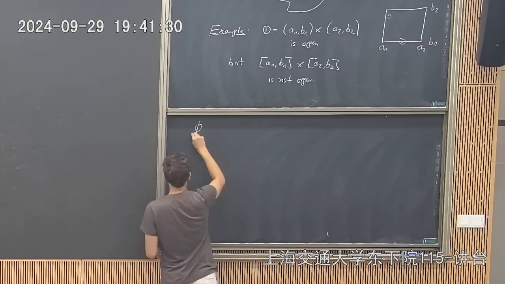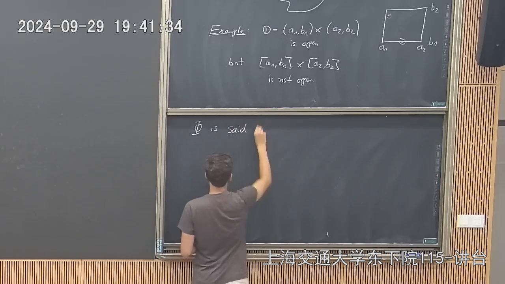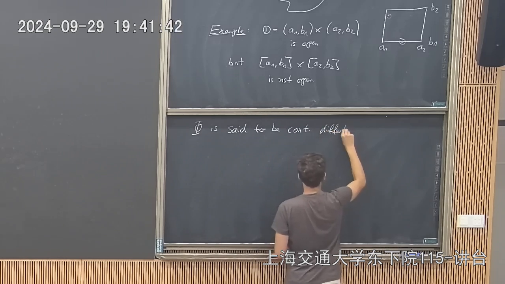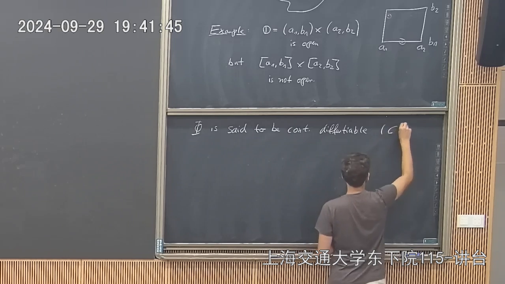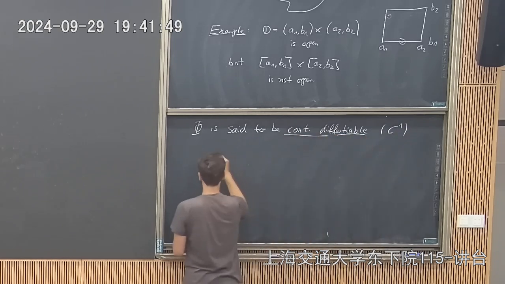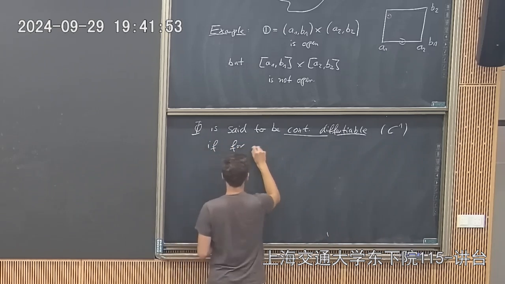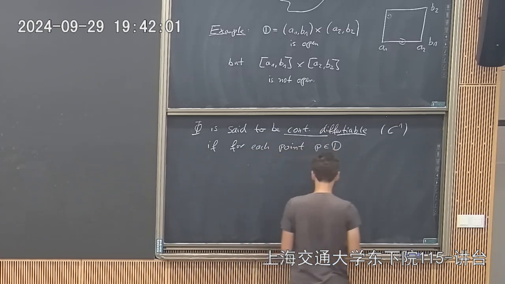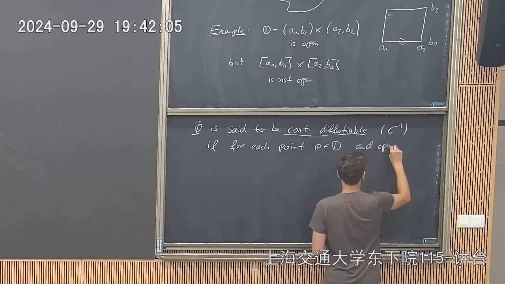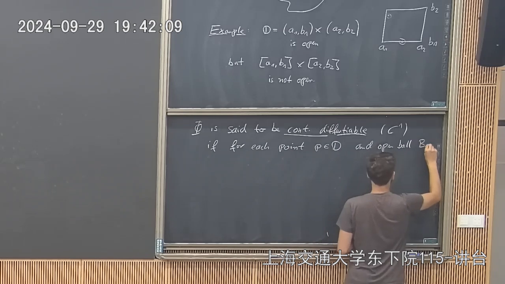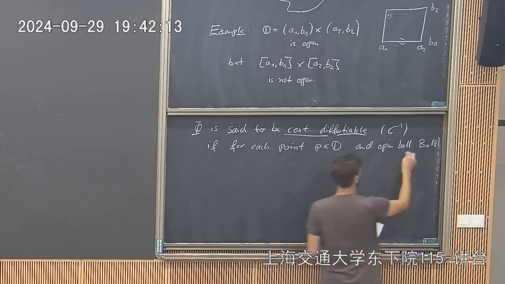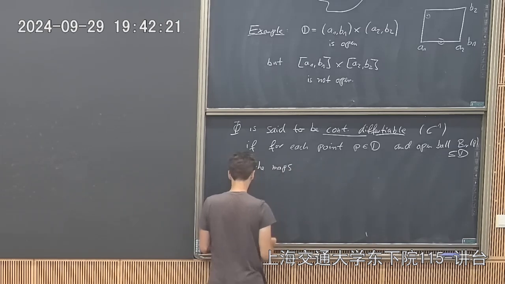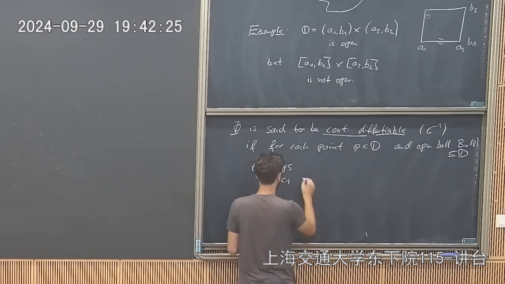This one is continuously differentiable, or sometimes called C1, if for each point on P and D, and open ball which is contained in D, the map would be C1.